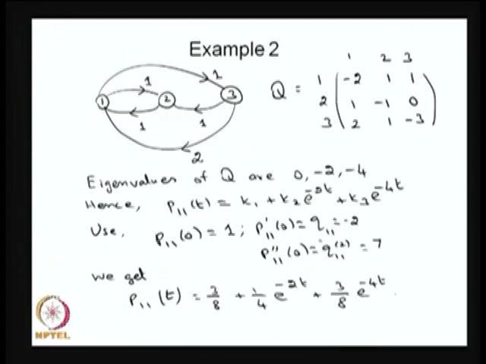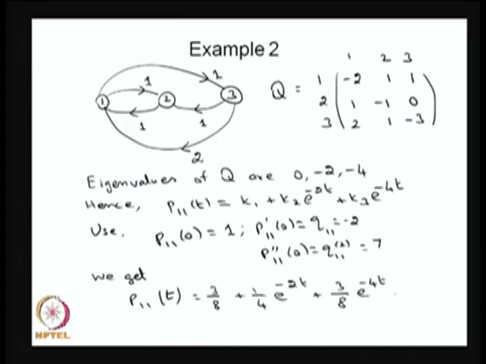The Q11, that means the element corresponding to 1, 1, is nothing but P dash of 1, 1 of 0. Similarly, if I go for the Q square matrix, the element 1, 1 in the Q square matrix is nothing but P double dash of 1, 1 of 0. Therefore, now I can use these 3 initial conditions to get the unknown values k1, k2 and k3. So, once I know k1, k2, k3, I can substitute. Therefore, P11 of t is equal to this much.